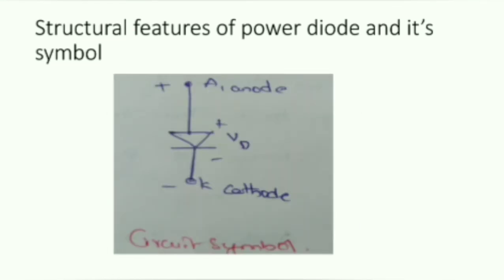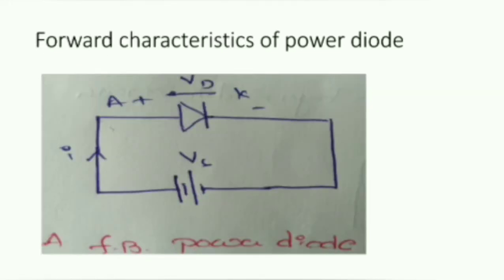This is the symbol, which consists of one anode and one cathode, and of course VD is the diode voltage. Next, coming to characteristics, there will be two types of characteristics of the power diode, just like our normal diode. The first one is the forward characteristics of the power diode, and the next one is the reverse recovery characteristics of the power diode.